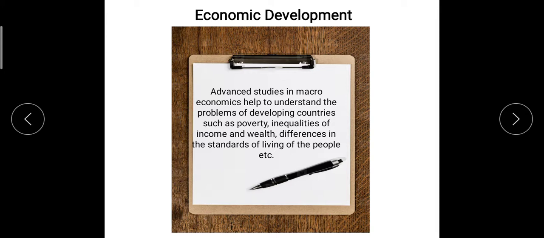There should be equality, okay, equality of income also. I already explained to you that in India the wealth is unfairly distributed among the people. Okay, so when the standard of living is improved, automatically we can develop the economy. Okay, so see, this came from the macroeconomic study. It gives the solution to it also.